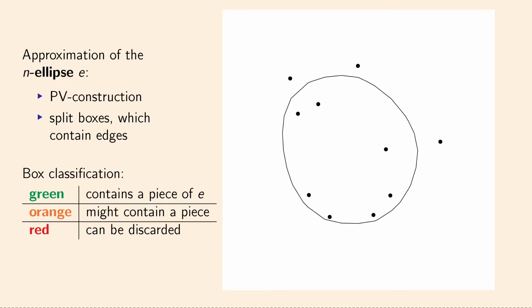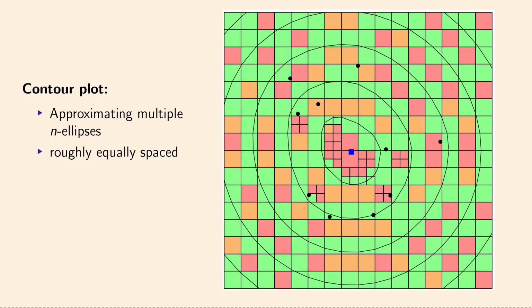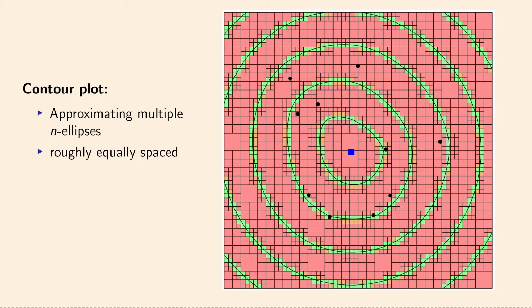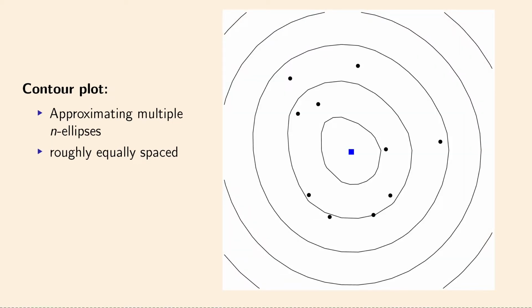Here we show the same animation for finding an approximate n-ellipse, but without the underlying boxes. The approximation algorithm for n-ellipses can be adapted to approximate multiple ellipses during the same box subdivision procedure. This can be used to create a contour plot with roughly equally spaced n-ellipses. Here showing the refinement step. Once again, we show the animation without the underlying boxes.